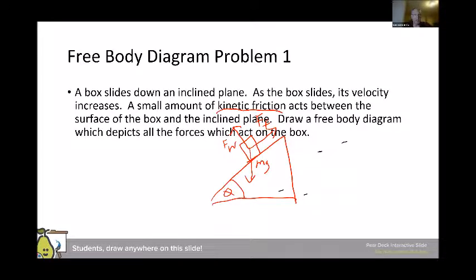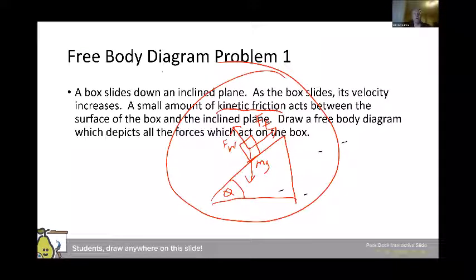Again, no components. We're going to do a very similar problem on the next slide. We're going to have to use components to work the problem out. But when you're doing your free body diagram, that's what it ought to look like. Any questions on number one?